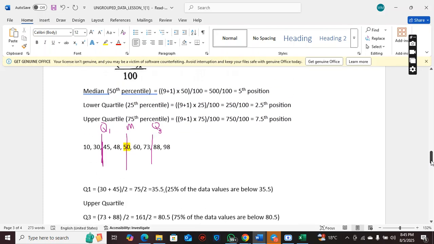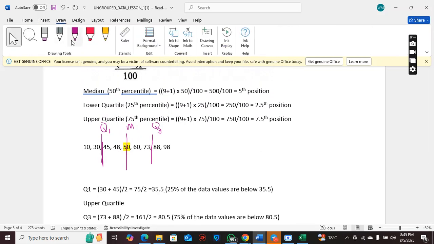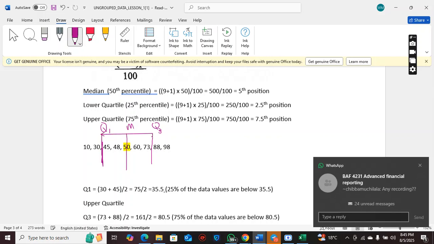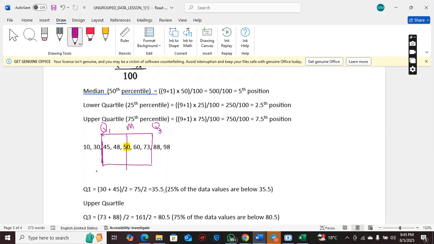Then if you're ever told to draw a box and whisker plot, the way we've done it here, find your upper quartile, lower quartile, and your median. You draw this box here. Lower quartile was 35.5, median is 50, upper quartile is 80.5. Then you put here your minimum value, which is 10, and then here your maximum value is 98.